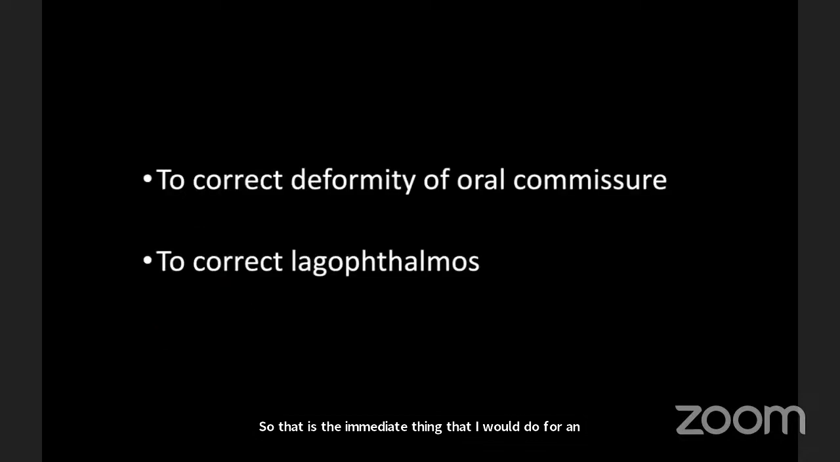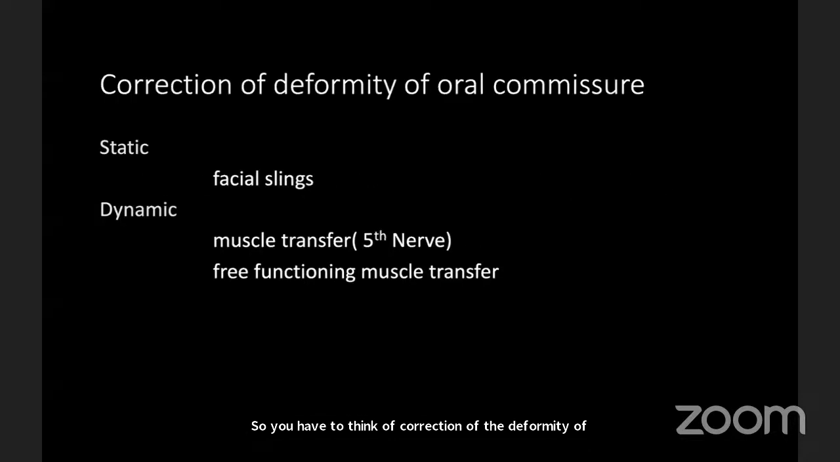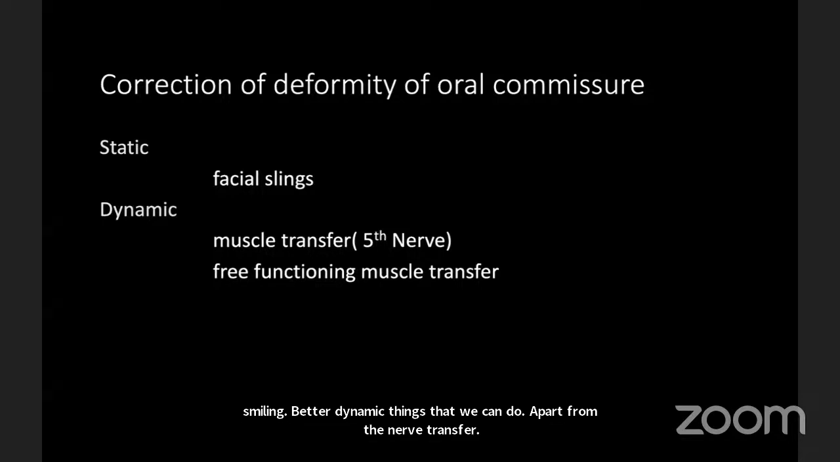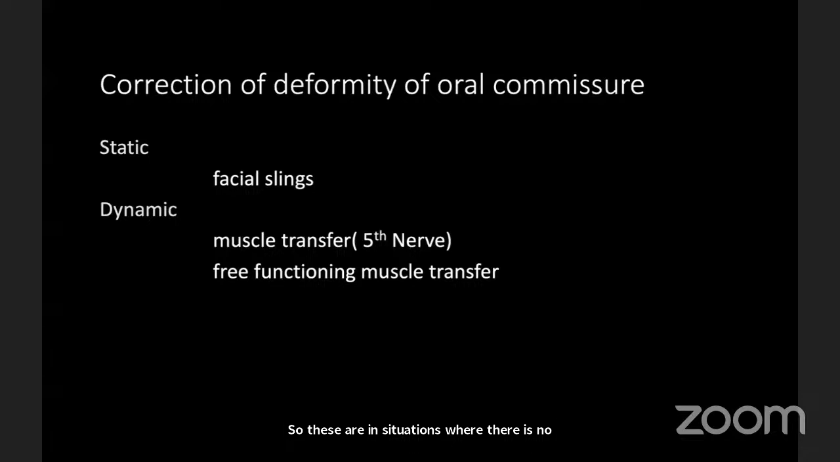So you have to think of correction of the deformity of the oral commissure and correction of lagophthalmos. For the oral commissure, if you want to do something immediately, you can think of doing a facial sling, but that is static, so the patient's face will always look as if the patient is smiling. But there are dynamic things that we can do apart from the nerve transfer. These are for situations where there is no nerve for you to do anything.